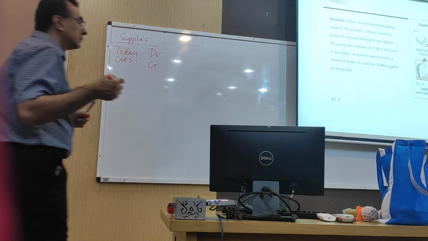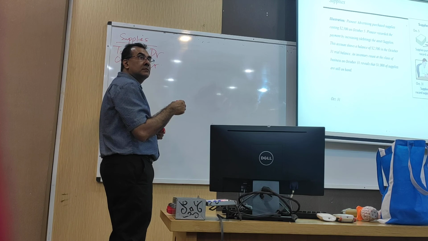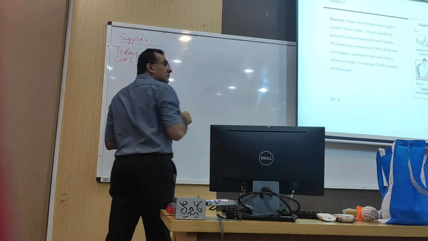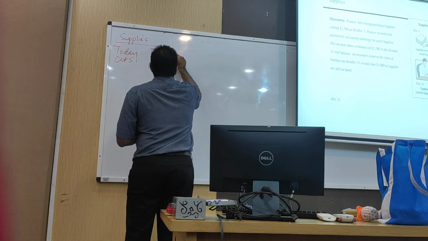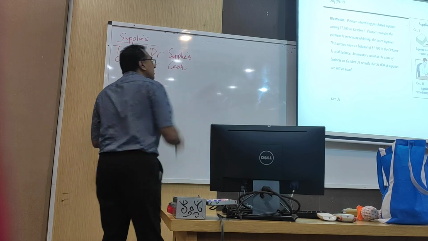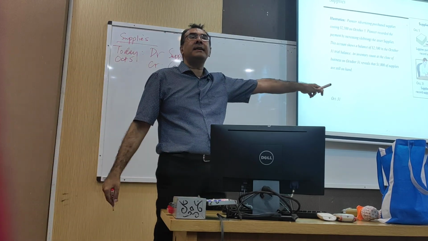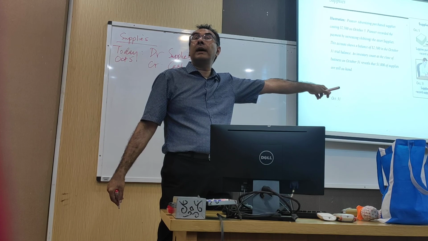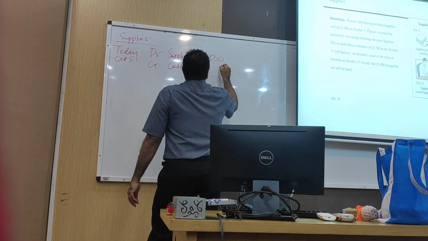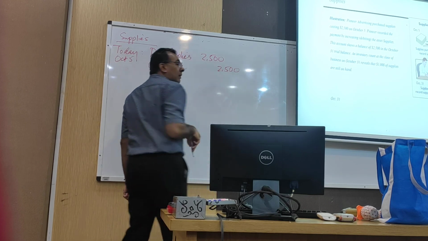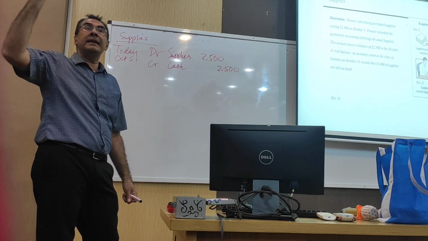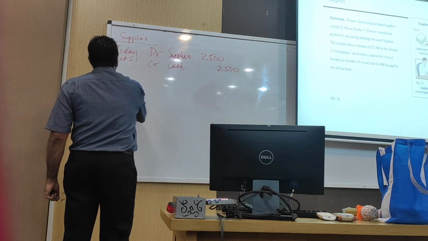I think the debit would be supplies, and the credit is cash, right? Why? Because look at that side, cash today, right? So how much? 2,500. Am I right? Agreed? Yes. Okay, now I need to look at tomorrow.